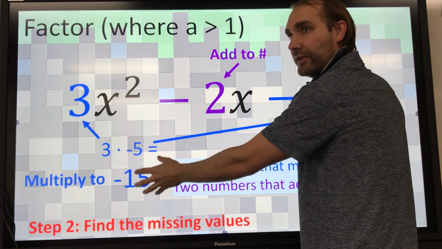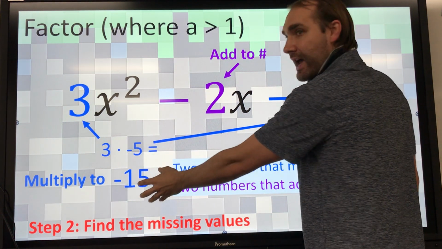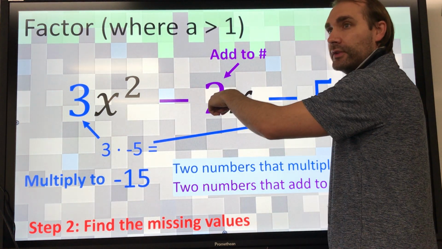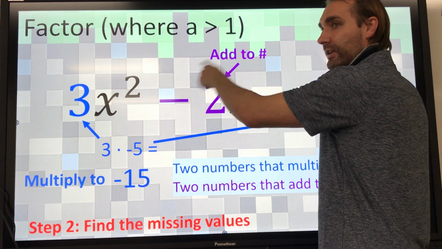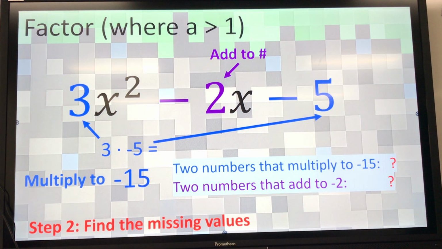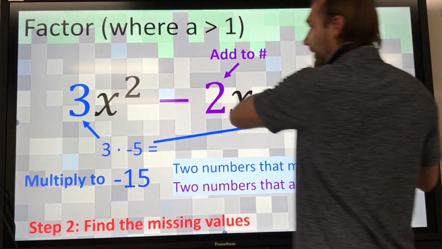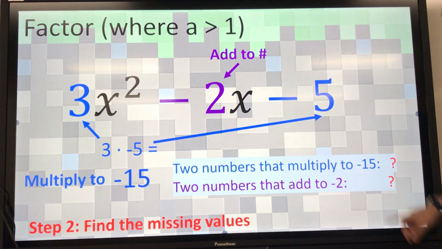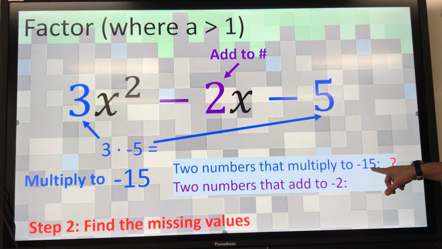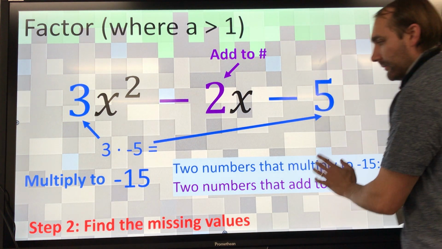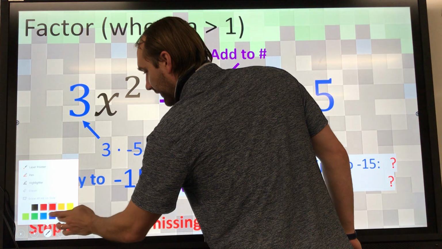I'm looking for two numbers that multiply to negative 15 and add to negative 2. So this part doesn't change. The middle number is still your add to number. But now, where a is greater than 1, you have to multiply that to the end, and that's your multiplied number. So two numbers that multiply to negative 15 and add to negative 2. First, like I said, let's start with the multiplying.